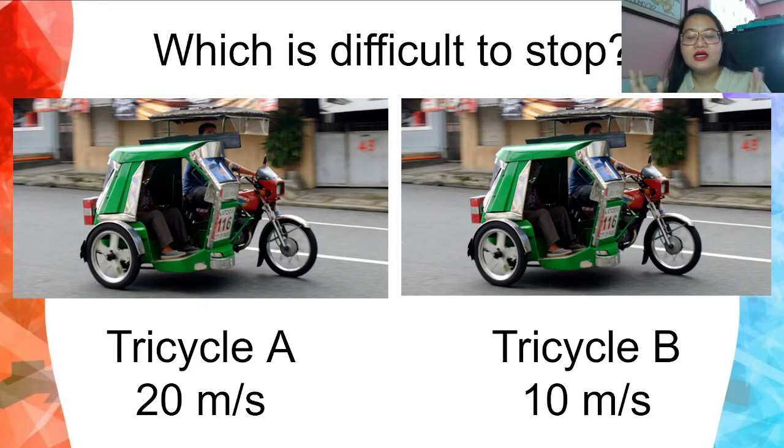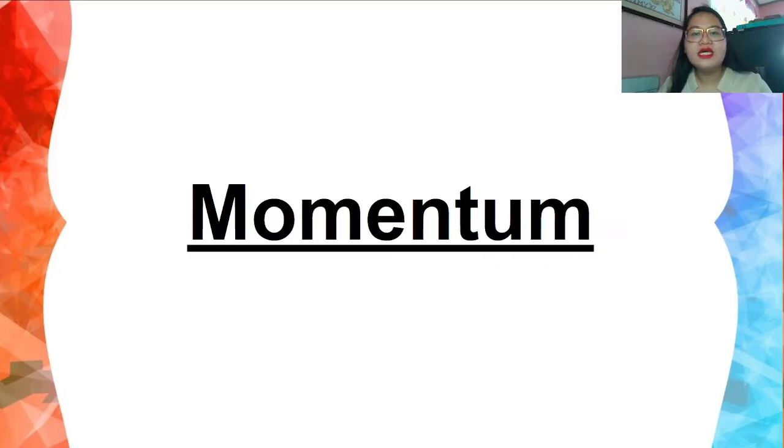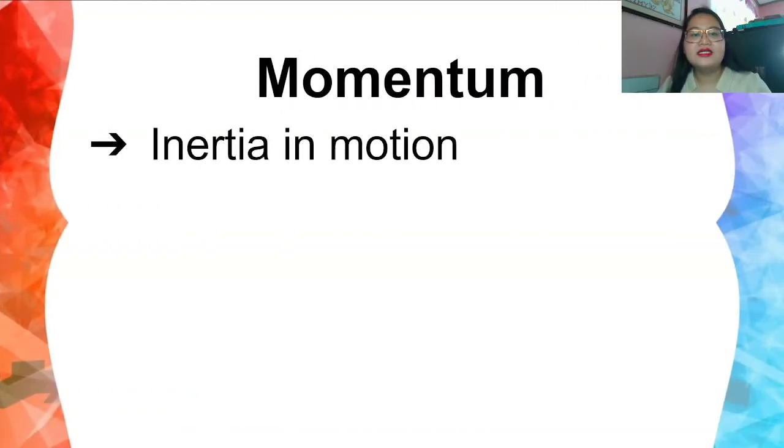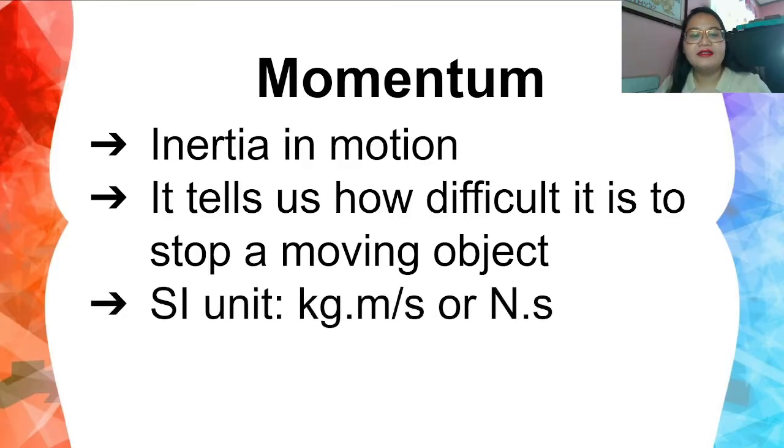Now, these questions are related to our concept, which is all about momentum. So, when we say momentum, it is inertia in motion. It tells us how difficult it is to stop a moving object. So the higher the momentum of a particular object, the more difficult it is to stop. And the SI unit used for momentum is kilogram times meter per second or Newton times second.